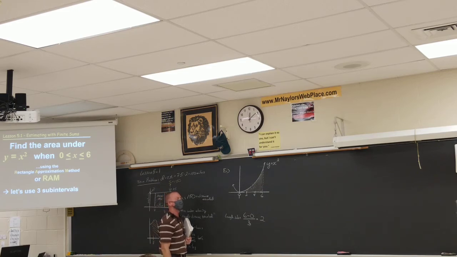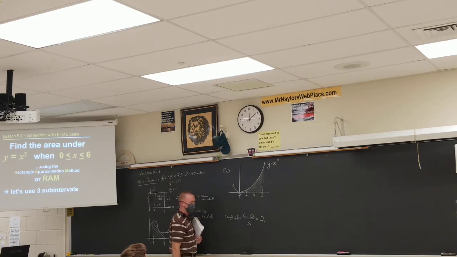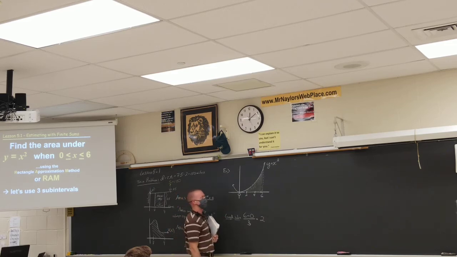Okay, there will be some problems you do down the road where you're going to question, wait a minute, how do I find the length? So you find the length by dividing the change in x by the number of subintervals. Now, in order to draw these rectangles, there are 3 sides that we can pick in each subinterval.